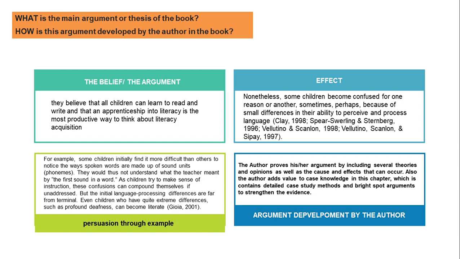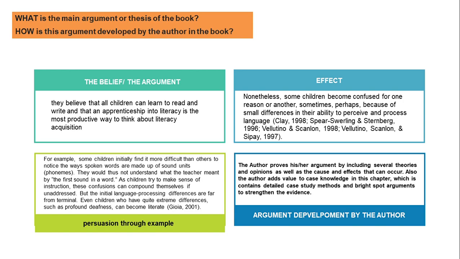So we start from the belief or the argument. Actually, I have put the argument from this book. There are 3 or 4 that I have stated, but here I just state one to make an example of it. So the belief or the argument here is they believe that all children can learn to read and write, and that an apprenticeship into literacy is the most productive way to think about literacy acquisition. So from this belief, the argument, the author has stated the effect of this argument.